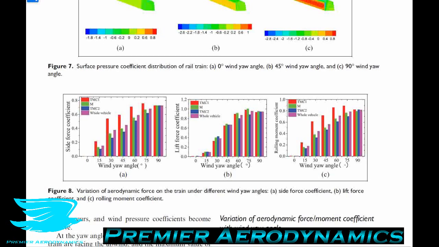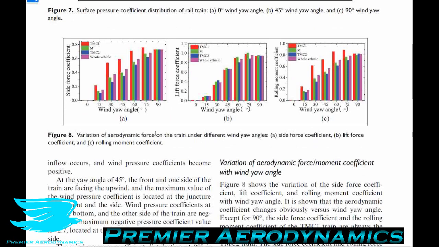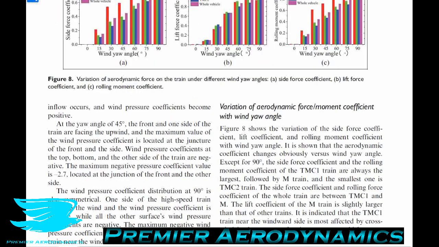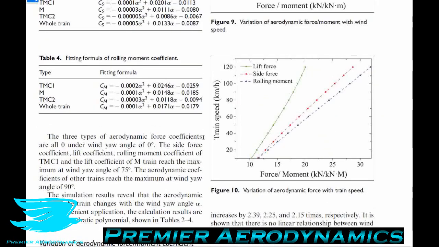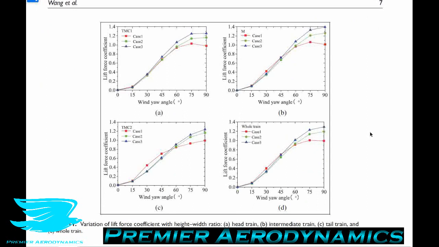So let's look at the effects of the train's height to width ratio with different wind yaw angles on the lift coefficient. In other words, as we change the train's sleekness in terms of the height to width ratio, how does that affect the lift coefficient when we have different wind yaw angles? This is shown in figure 11 here. The researchers looked at each of the compartments separately and then the whole train together.